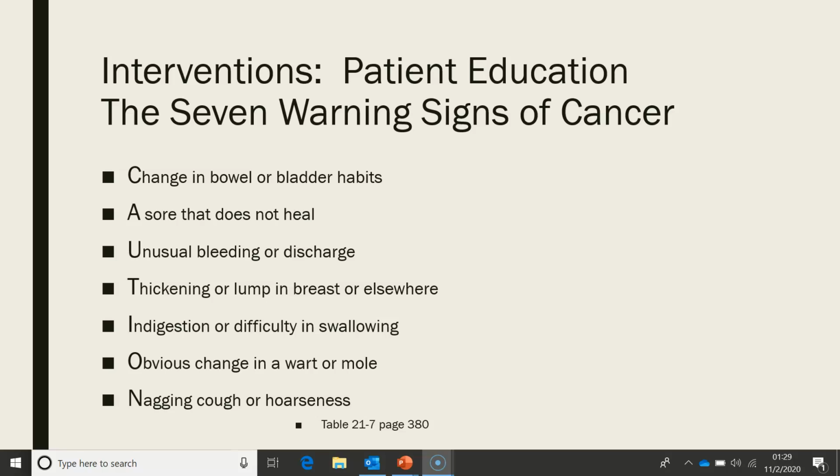For instance, they may be having unusual bleeding or discharge because of endometriosis. It may have nothing to do with cancer, but they still need to have that looked into. They may be having a nagging cough or hoarseness related to GERD. But again, they need to have that looked into because these can be warning signs of cancer, and it's important that people have those looked into. I am on table 21-7 on page 380.